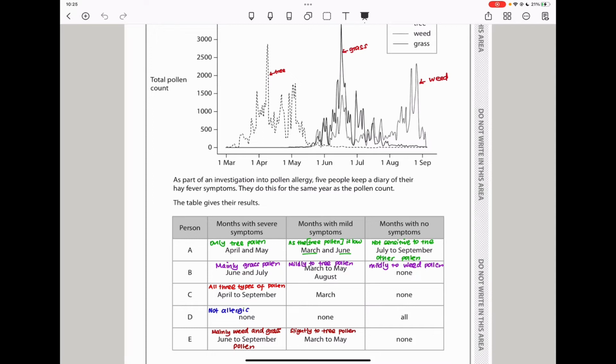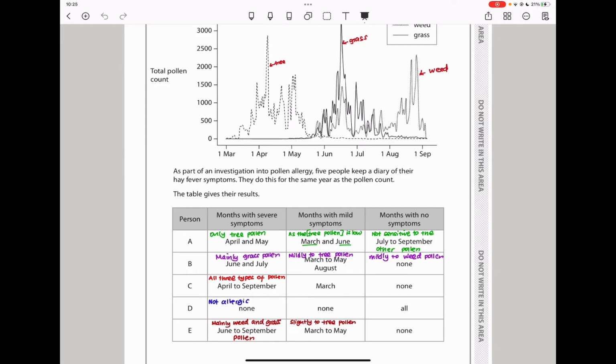So for person C, symptoms from April to September. And then the months with mild symptoms are usually March. And here, there are no months without symptoms. So this person is allergic to all types of pollen. And as you can see, it's from April to September. So all 3 types of pollen. Now, individual D, the months with severe symptoms are none. Months with mild symptoms, none. And then months with no symptoms, we can say all. It means they have no pollen allergies.